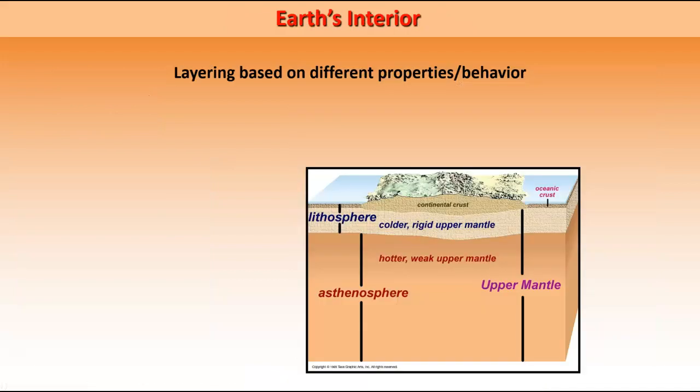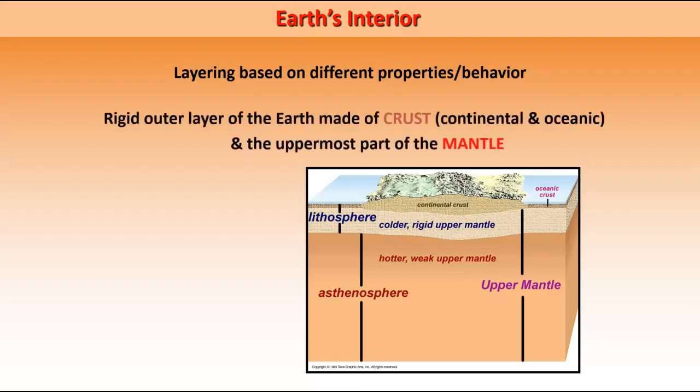The other way that we can differentiate the interior of the Earth is basically how those layers or how the material behaves. That'll become very important when we talk about plate tectonics. So what we see here is a picture of the Earth, cut through like this. We call these views cross sections, where we cut through the Earth.